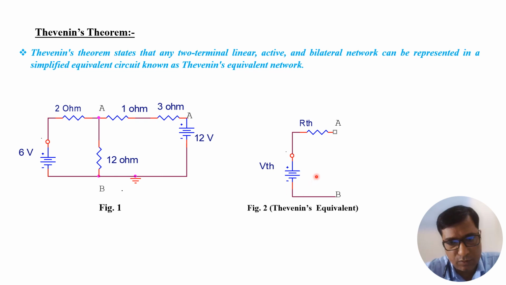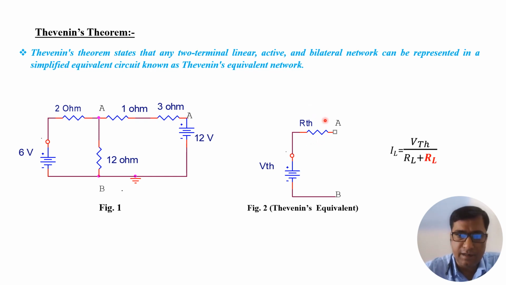VTH is Thevenin's equivalent voltage or open circuit voltage, and that has a series resistance. This resistance can be considered as the internal resistance of the voltage source for a practical voltage source. For an ideal voltage source, this resistance value is 0. But as we are applying Thevenin's theorem, it will have some value, known as Thevenin's equivalent resistance. And finally, we can find the value of current or voltage in the branch AB that has the 12 ohm resistance.